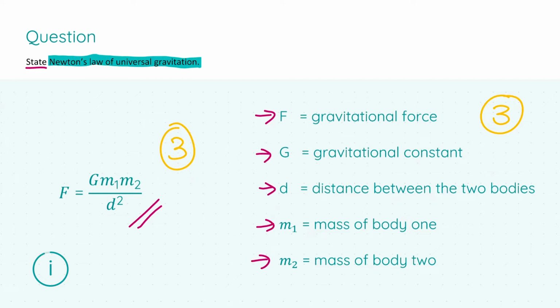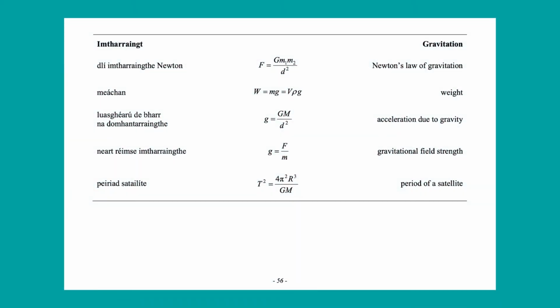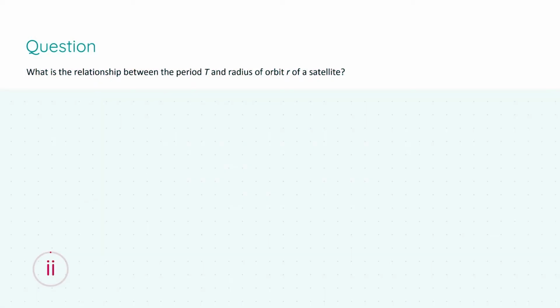Before I move on to part 2, I'd like to again bring you back to page 56 of the Formula and Tables book. But this time we will be looking at the period of a satellite formula, which again we will be quoting in part in our answer. And we are asked in part 2, what is the relationship between the period T and the radius r of a satellite? Again, like part 1, the verbal or the mathematical description of the relationship is acceptable.